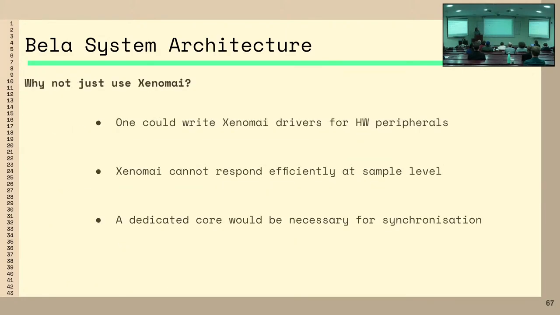But I'm going to get a little into why we don't just use Xenomai. If you wanted, you could write a driver for the hardware peripheral for Xenomai. But Xenomai doesn't really work at sample level, so you will miss that alignment of audio, digital, and analog. And also, you will need a dedicated core. When we implemented this, we only had a single core device, so it was not really an option for us.